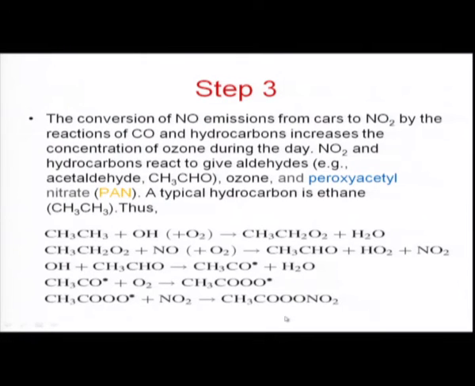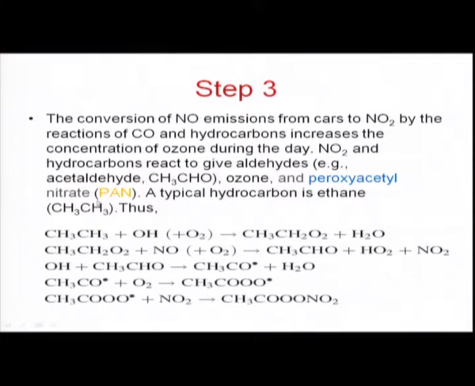So, the third step is the conversion of NO emitted from cars to NO2 by reaction with carbon monoxide and hydrocarbons. Carbon monoxide is also one of the products of incomplete combustion, and hydrocarbons increase the concentration of ozone during the day. Nitrogen dioxide and hydrocarbons can react with aldehydes like acetaldehyde and ozone, and that will bring out what is called peroxyacetyl nitrate, popularly called PAN. This is one of the very important compounds of photochemical smog.